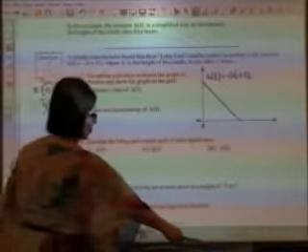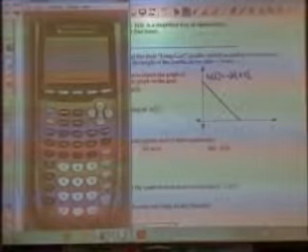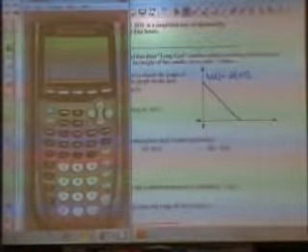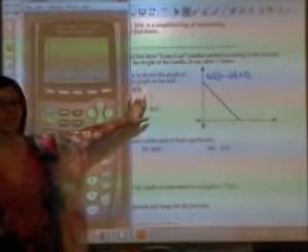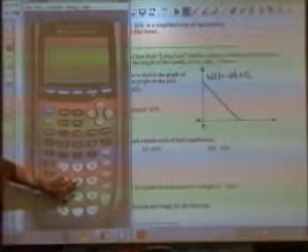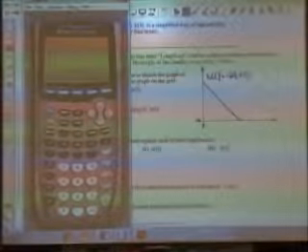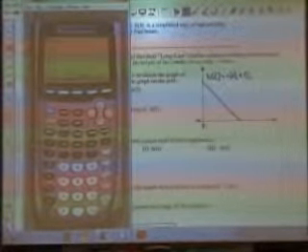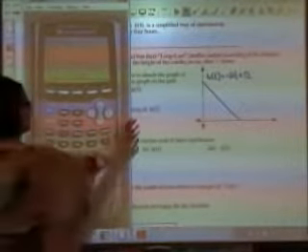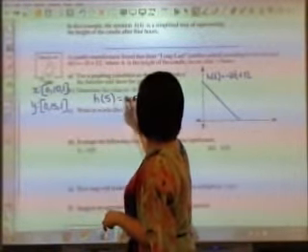So B says determine the value of H of 5. How can I use the calculator to find H of 5? You could just go trace 5. So trace 5, enter. So this is after 5 hours. What's the height? 2. So H of 5 equals 2.